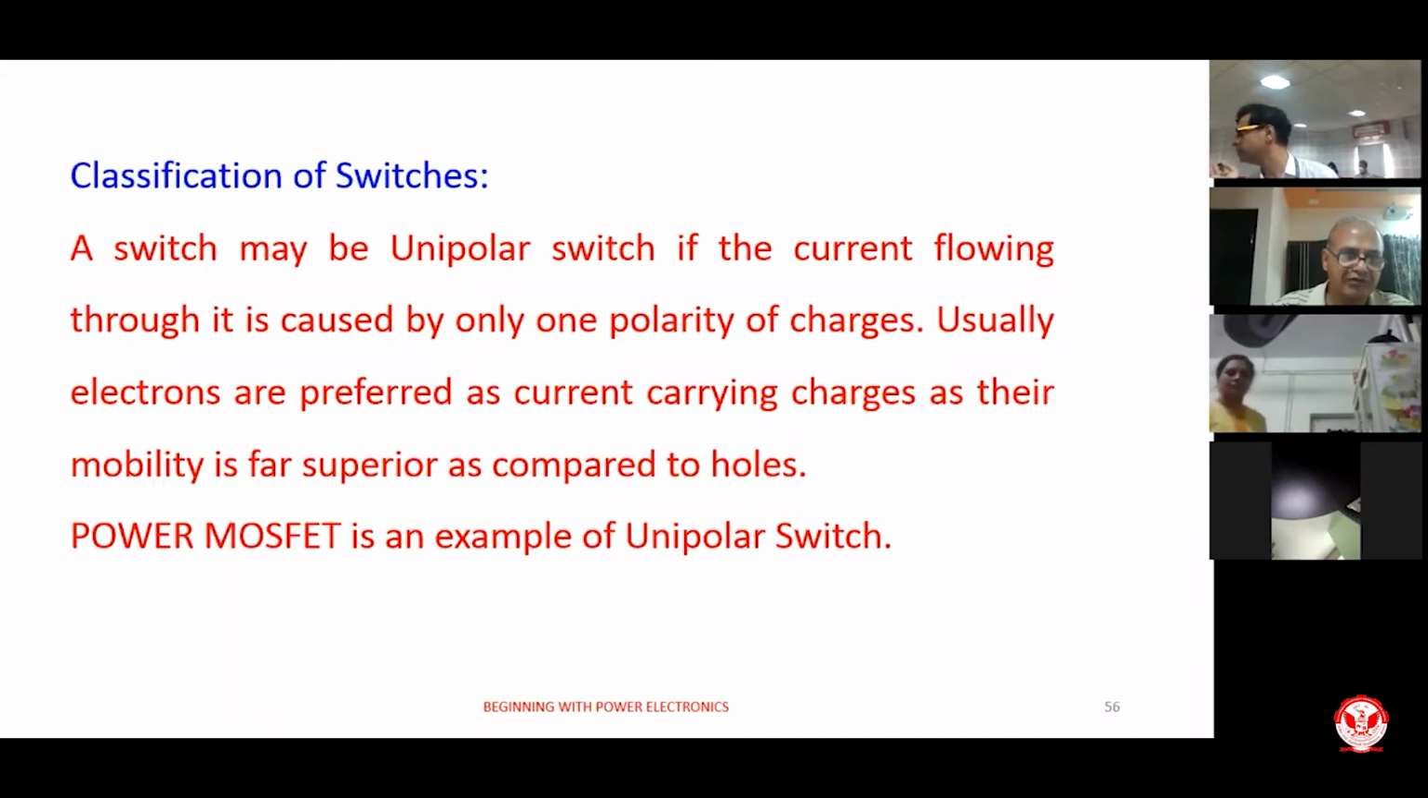Holes are not involved. Although you get some power MOSFETs of limited rating which are P-MOSFETs, where holes are used, their dynamic performance is extremely bad. So at power levels, we generally discourage P-type MOSFETs. We go for N-type MOSFETs.